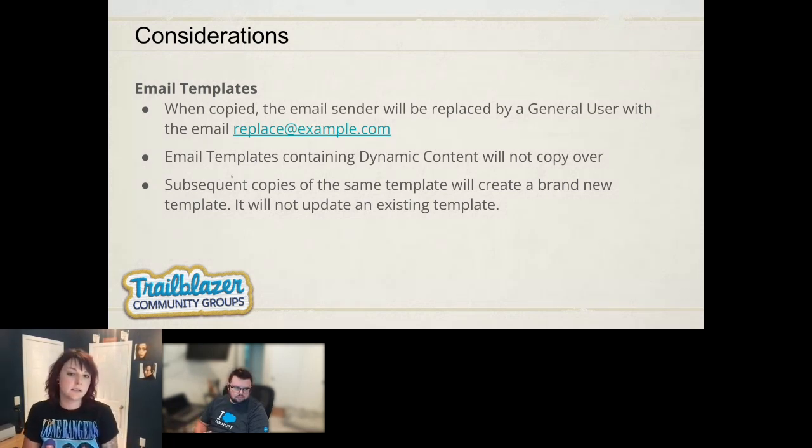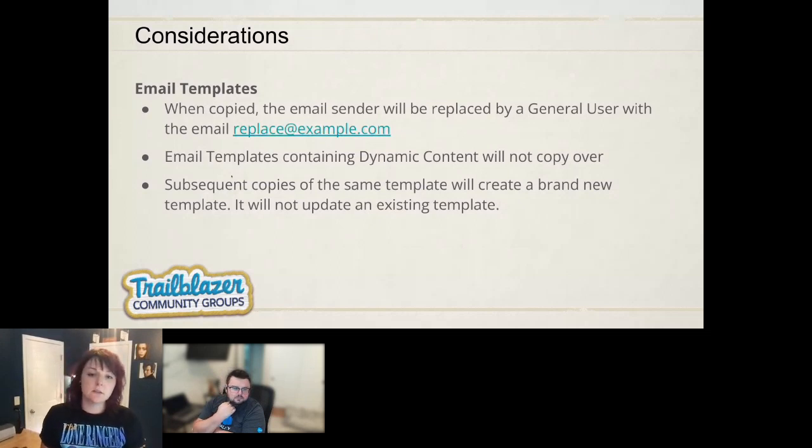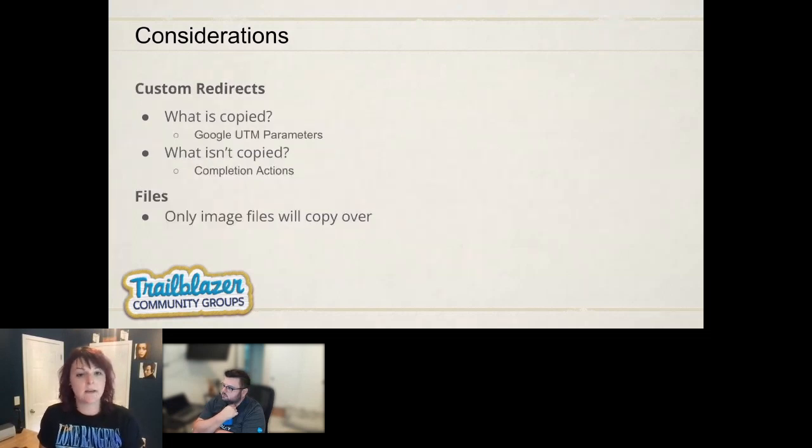All right, so we've got custom redirects. What's copied there is going to be your Google UTM parameters, but your completion actions are not going to copy over. Again, that's probably because it's using assets and fields that are unique to the business unit. And then files is a little tricky. I tested JPEGs, PNGs, PDFs, ICS, font files, every file type I could. The only files that I could get to copy over between business units were image files, so JPEG and PNG. Everything else failed. It didn't really give me a reason, but keep in mind your files are probably only going to work on images.